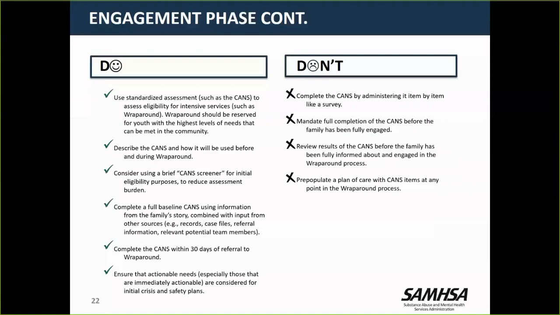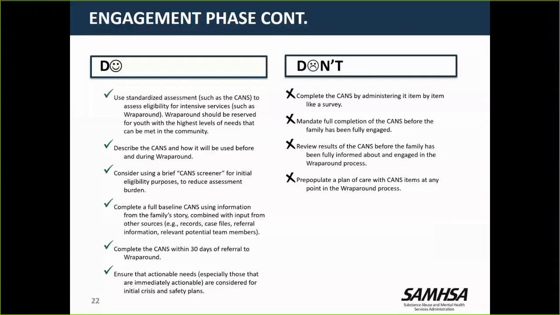So certainly do not complete the CANS by administering it item by item. Do not mandate full completion of the CANS before the family has been fully engaged. That is not the intent of the CANS, and certainly can hinder engagement of any family to have those kinds of roadblocks that might be in the way. Don't review results of the CANS before the family has been fully informed about and engaged in the wraparound process. And please do not pre-populate a plan of care with CANS items at any point in the wraparound process. We have heard instances or examples of CANS driving the plans.